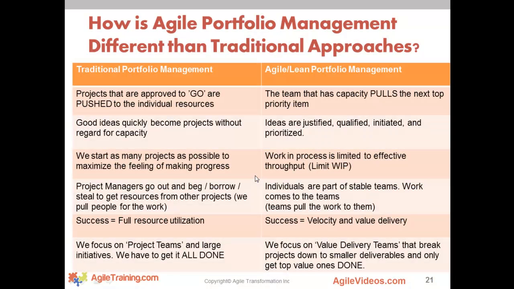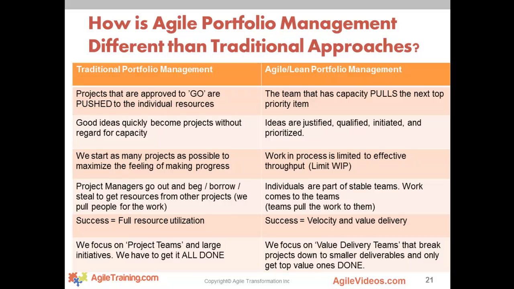So then, how does traditional portfolio management differ from Agile portfolio management? Think about it this way. Traditionally, projects that are approved are approved to go. They're pushed immediately to the individual resources. I'm sure you have this go, no-go decision, right? You take a project, you go through your process to write a business case, get it approved. Once it's approved, someone has to make a go, no-go. And once they say go, what happens? You go find a project manager, right? And that project manager has to go beg, steal, and borrow resources from other projects because you've now become the number one priority.